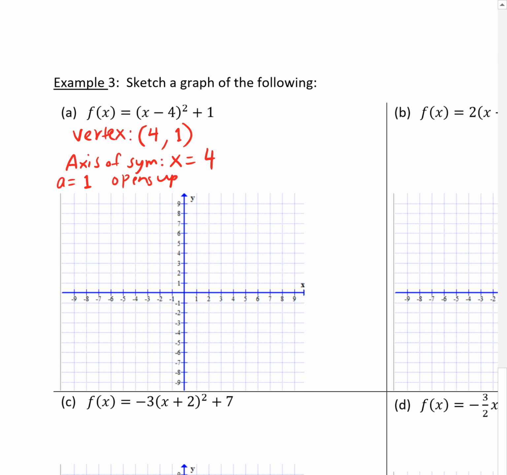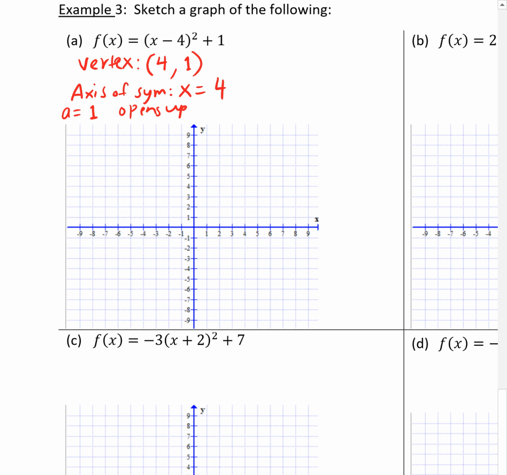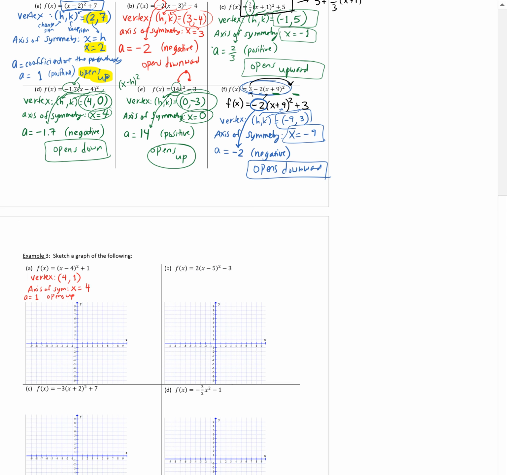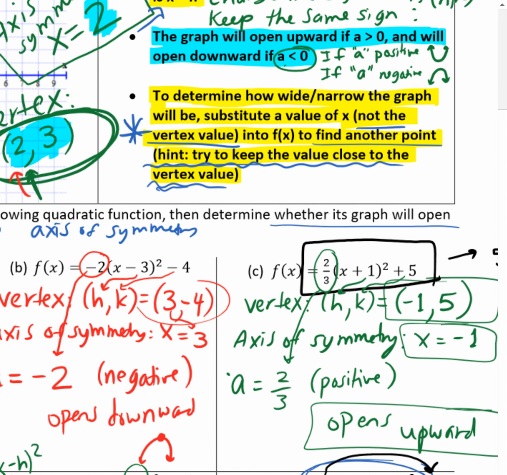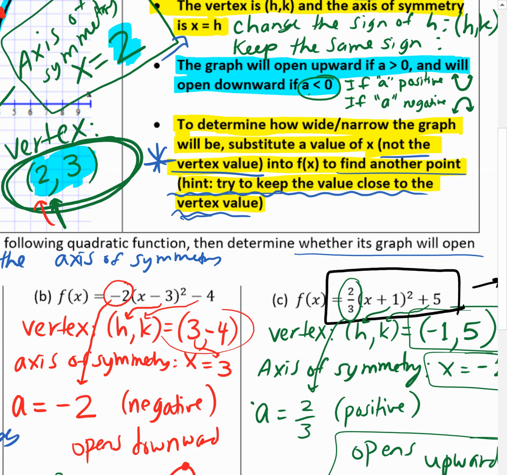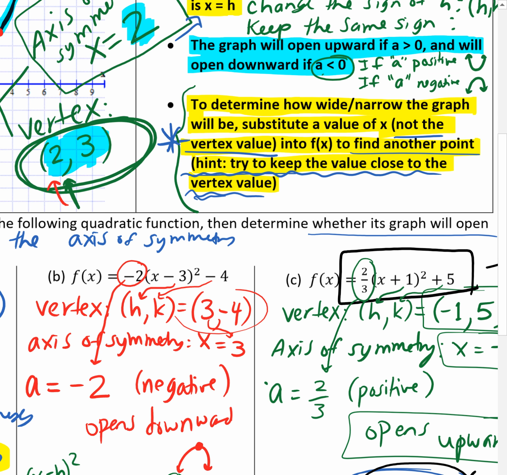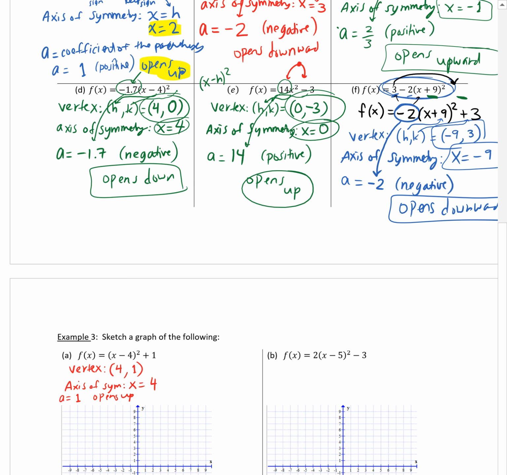But as it says, that's actually not enough to graph it. In the previous example, we haven't talked about that third bullet point way up here. We need to know how wide or how narrow this thing is. We didn't talk about that in example 2, but now that we're graphing it, we do need to know. So we're going to need to find one more point besides the vertex by substituting some value in.